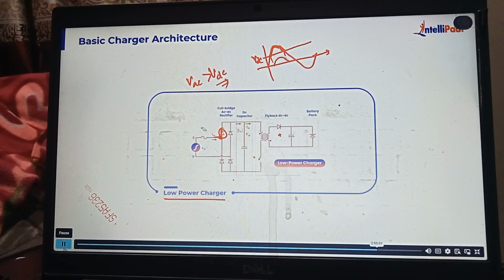This converter, because this charger is very famous for low power applications, low power chargers, and in some electric vehicles as well, we are using this type of charger. So this is really important.